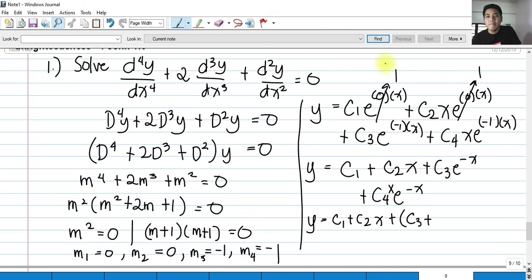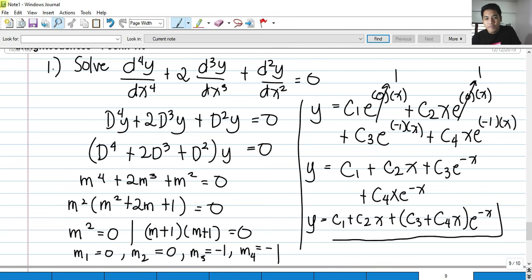an x, okay? So let me just erase it. So I'm so sorry, I forgot the x. So this should have the x, e raised to negative x. So plus c sub 4 x multiplied by e raised to negative x. So this is now the solution to our differential equation. So let's go now to our second example.